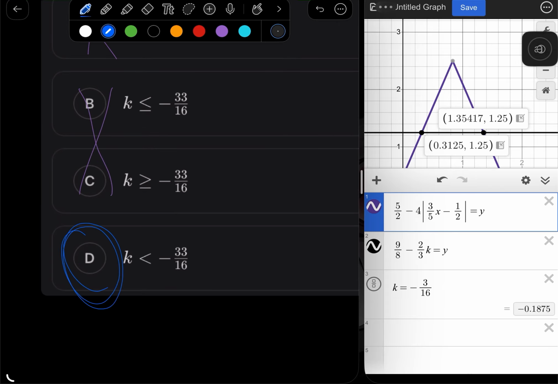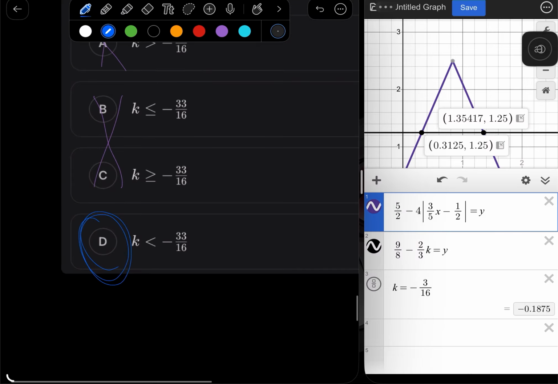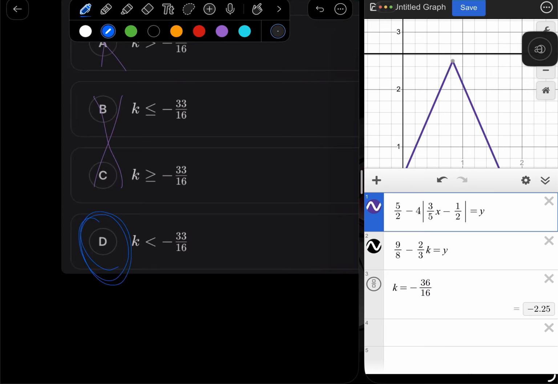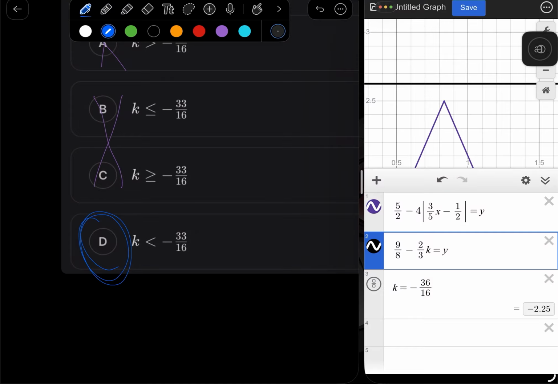But just to double check, let's put in a value that's less than negative 33 over 16. So let's put negative 36 over 16. You'll see that now they don't intersect with each other. So of course, that means that D is our answer, because there's no solution.